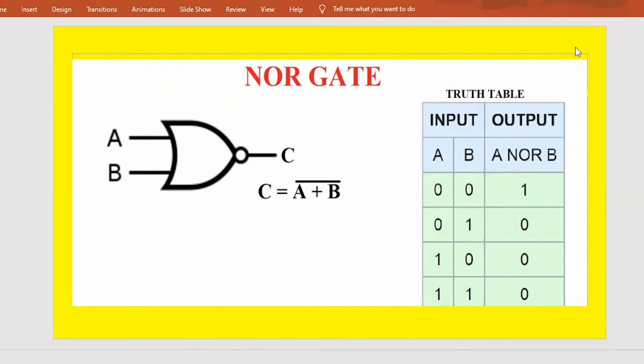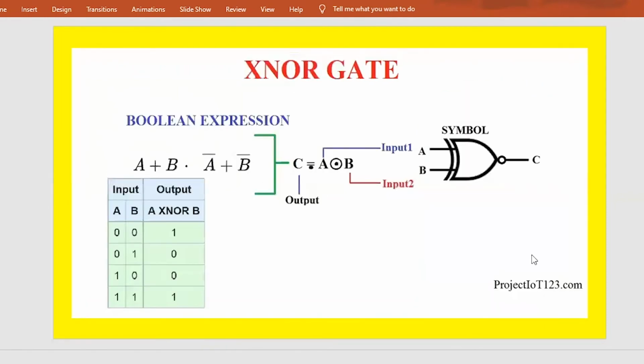Our next gate is the XNOR gate. So what is the XNOR gate, right? The XNOR gate, sometimes ENOR, EXNOR, or NXOR, and pronounced as exclusive NOR, is a digital logic gate whose function is the logical complement of the exclusive OR, XOR gate.